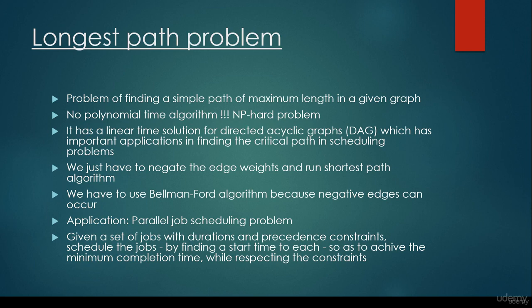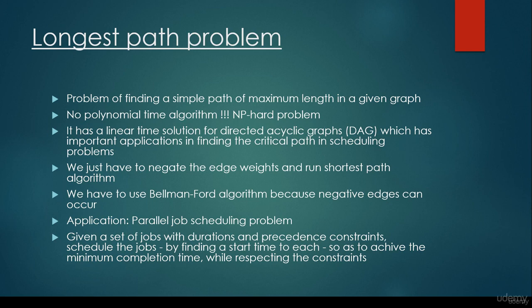We have an edge, for example, with edge weight 10. If we negate it, it's going to be minus 10. So the edge weights will be negative, so we are not able to use Dijkstra algorithm, we have to use Bellman-Ford algorithm instead, and this is how we find the longest path. And the applications are parallel job scheduling problems.